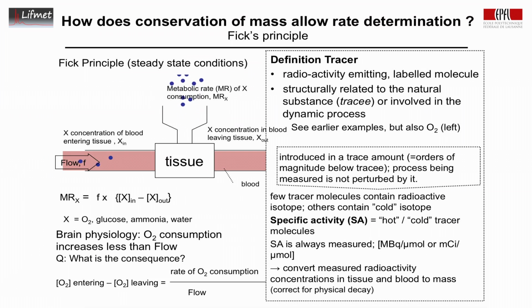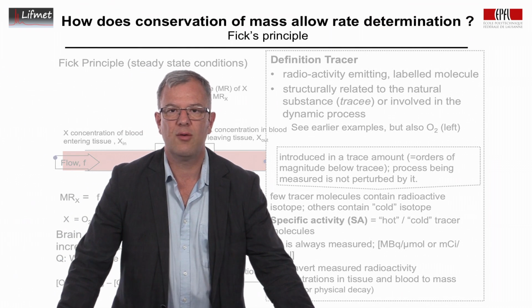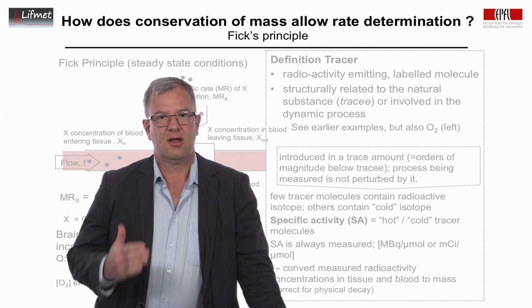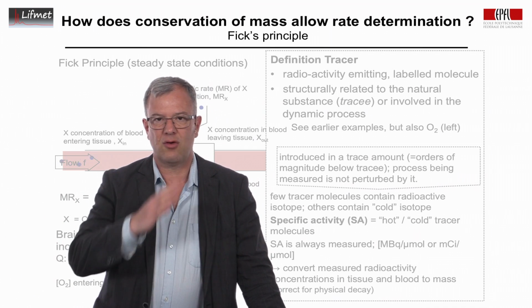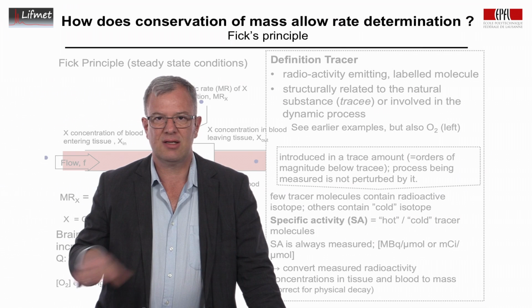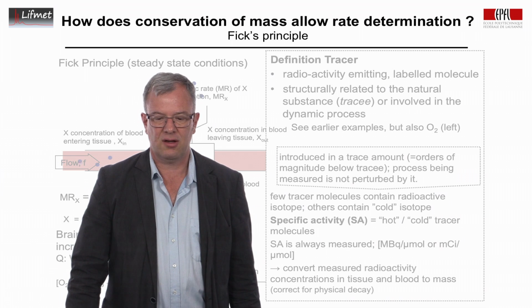So the measured radioactivity is converted. The concentrations in the tissue and in the blood are converted to mass units so that we have the correct physical units. In all the discussions that we have today, we are going to neglect physical decay. That is, we're going to assume that we've taken into account the natural half-life of F18, which is 110 minutes, and corrected for the fact that without anything happening, the signal intensity, the specific activity, will decrease with a half-life of 110 minutes.